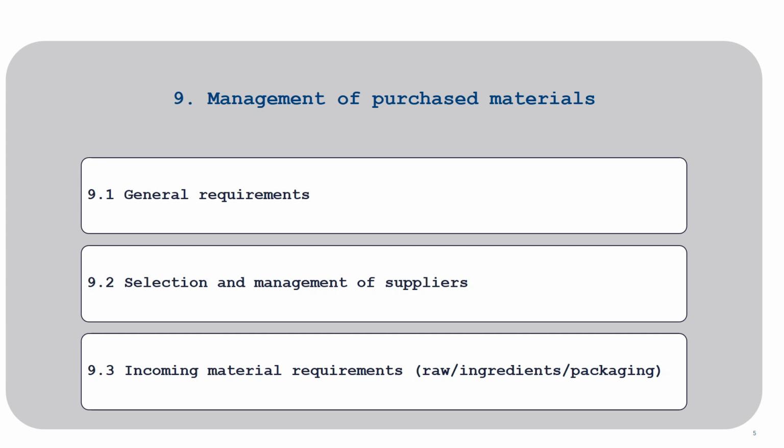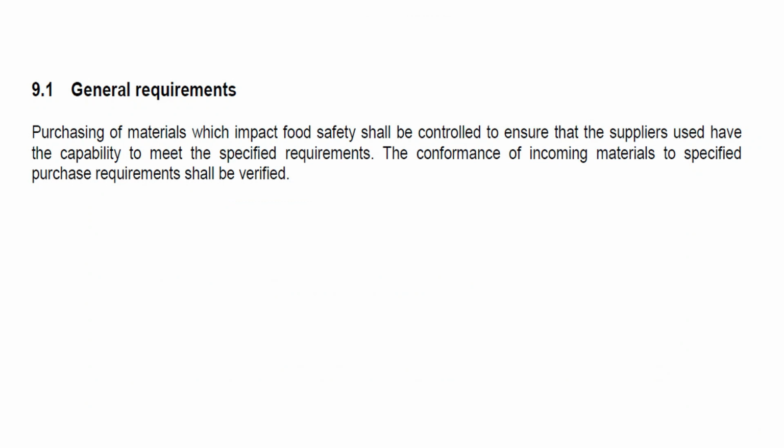Again, general requirements is usually a summary of the following requirements, so I will not spend so much time on these lines. Rather, we will directly jump into 9.2. But remember, this is a very short clause, but it's very, very important from an audit perspective. That's why please be focused on this clause, otherwise you might receive non-conformances during the audits.